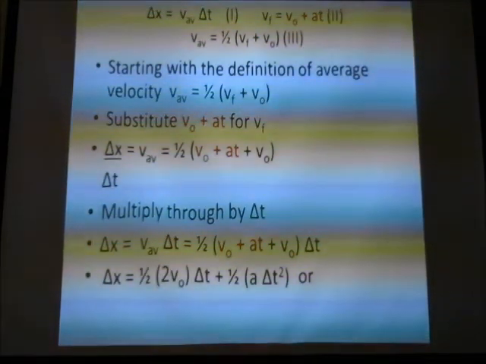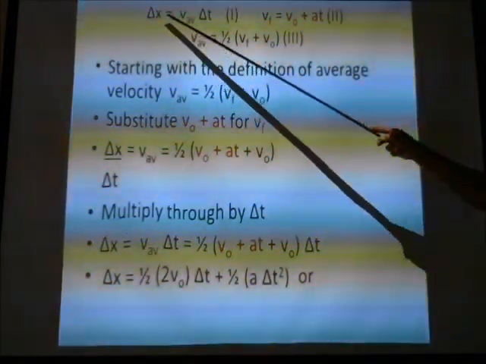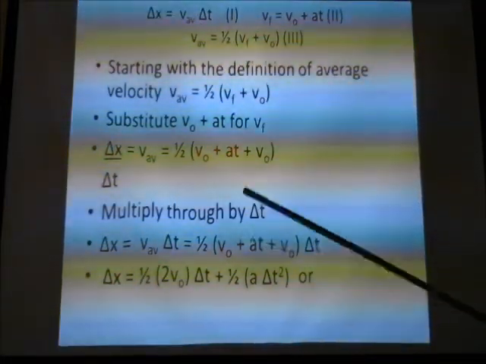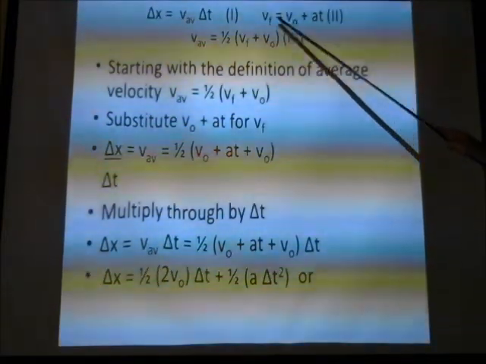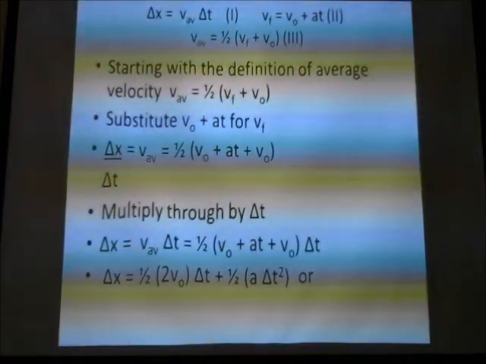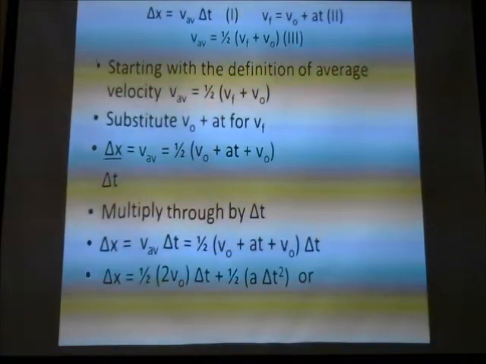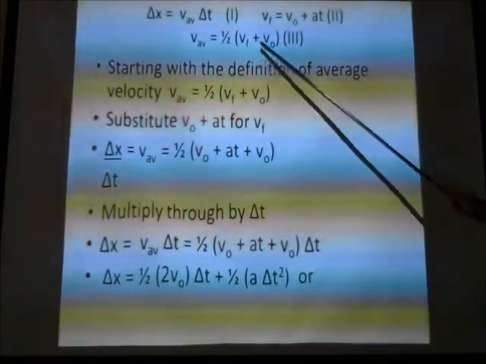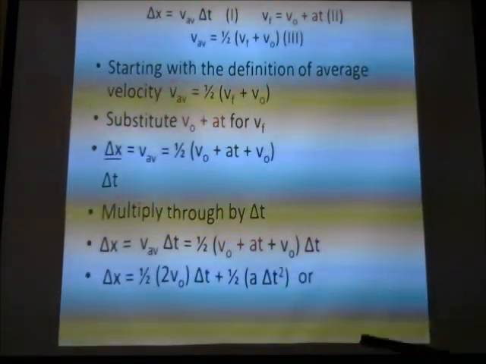If you look up at the top here, you see we have a definition of average velocity as distance equals velocity times time, or delta x over delta t equals average velocity. We call that equation 1. We have the definition of acceleration that's been rearranged: final velocity equals initial velocity plus at, which we call equation 2. And then the average velocity equation for when we have constant acceleration: final velocity plus initial velocity over 2, or 1/2 of Vf plus V naught. We call that equation 3.